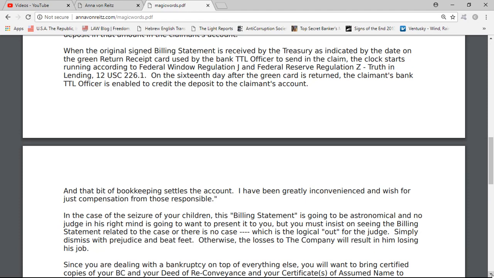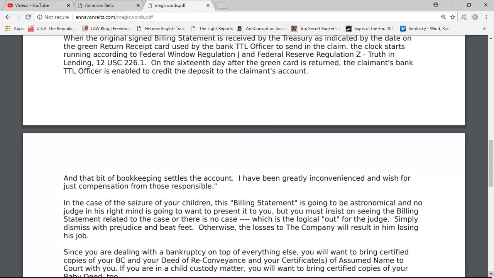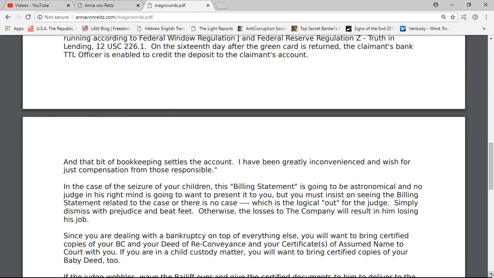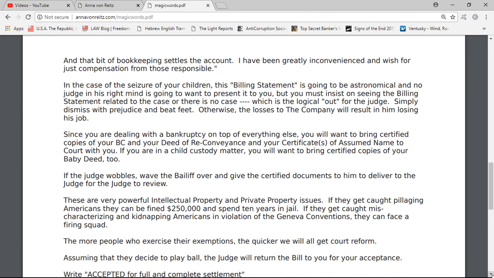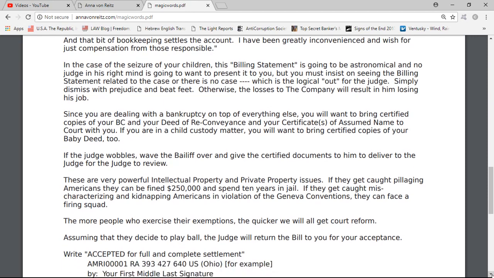When the original signed billing statement is received by the Treasury, as indicated by the date on the green return receipt card used by the bank TTL officer to send in the claim, the clock starts running according to Federal Reserve Regulation J and Federal Reserve Regulation Z, Truth in Lending, 12 U.S.C. 226.1. On the 16th day after the green card is returned, the claimant's bank TTL officer is enabled to credit the deposit to the claimant's account. And that bit of bookkeeping settles the account. I have been greatly inconvenienced and wished for just compensation from those responsible.